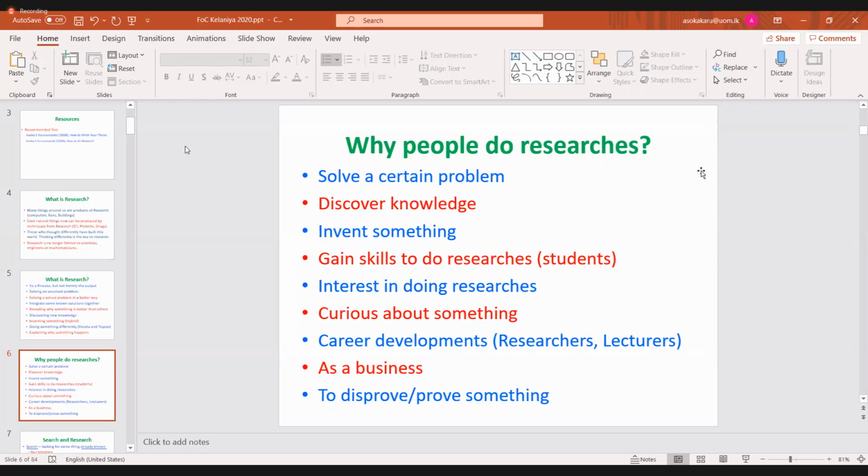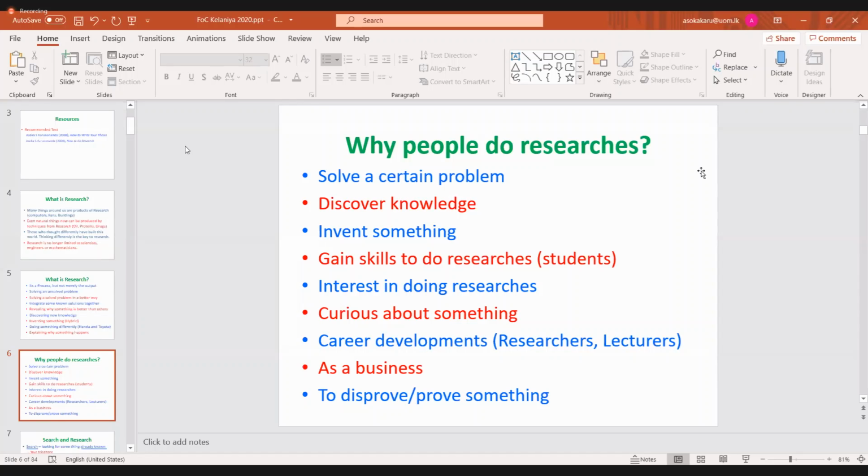Another one: people do research for their career development also. Their job is doing research. For example, these days, the PCR experiments are conducted by researchers. These days, day and night, researchers are working on discovering a drug for COVID. That's how it works.